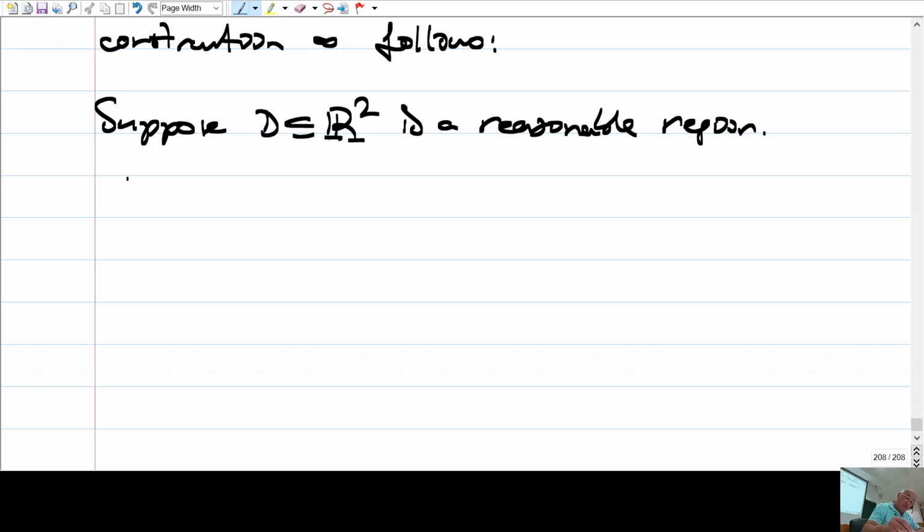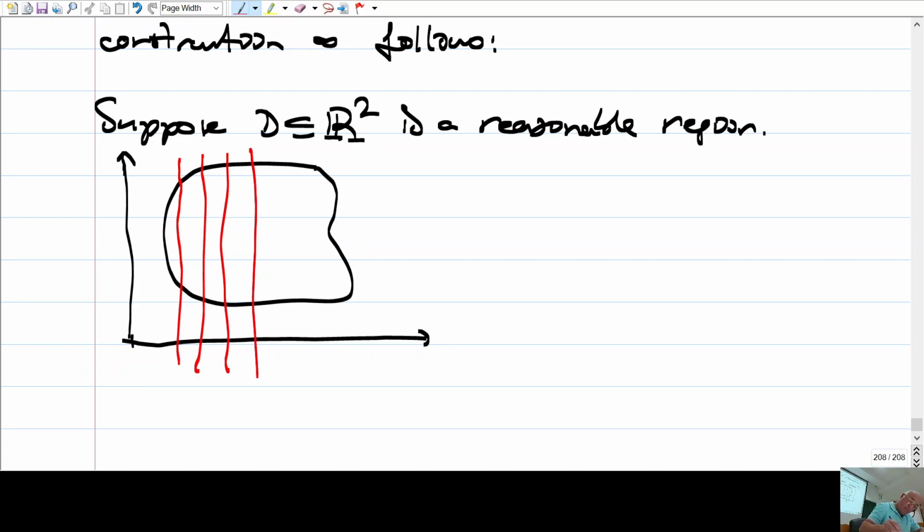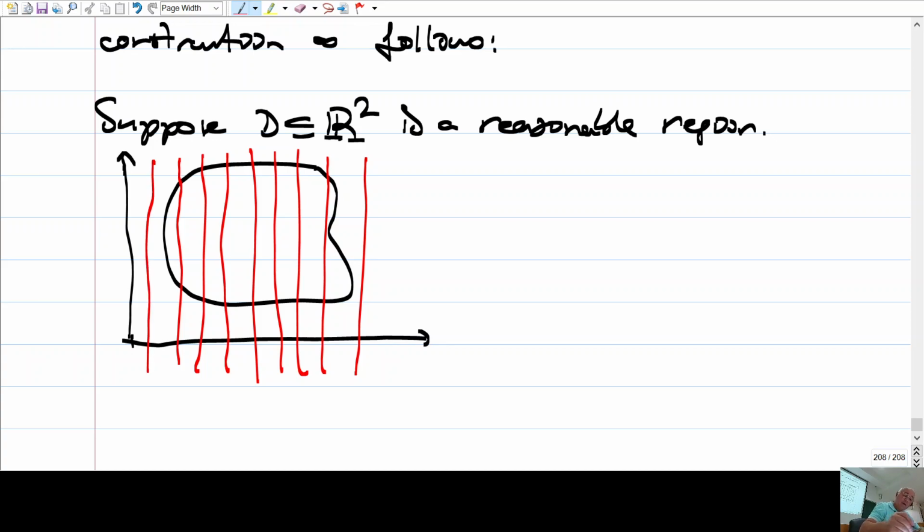We divide this region, suppose we have this region over here, we divide this region into not intervals but rectangles. How? Well, like this.